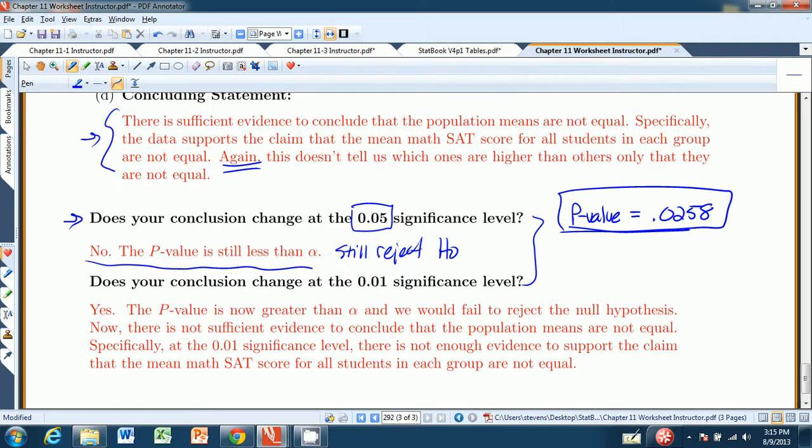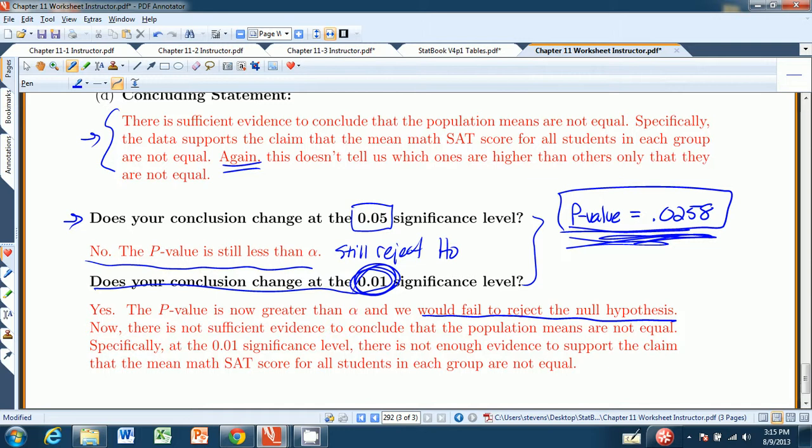However, if you look at the 0.01 significance level, now the p-value, 0.0258, is bigger than the significance level. And in that case, we would fail to reject the null hypothesis. So yes, our conclusion does change. And now all of a sudden, there's not sufficient evidence to conclude that the population means are not equal. So suddenly we can't say that those means are different.